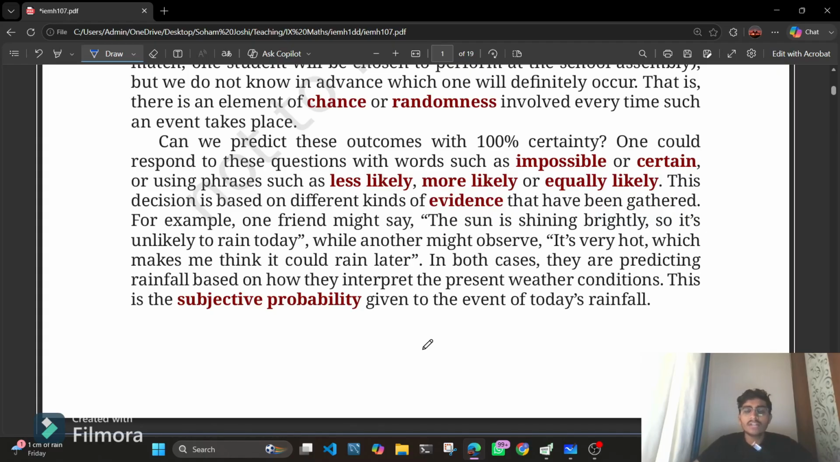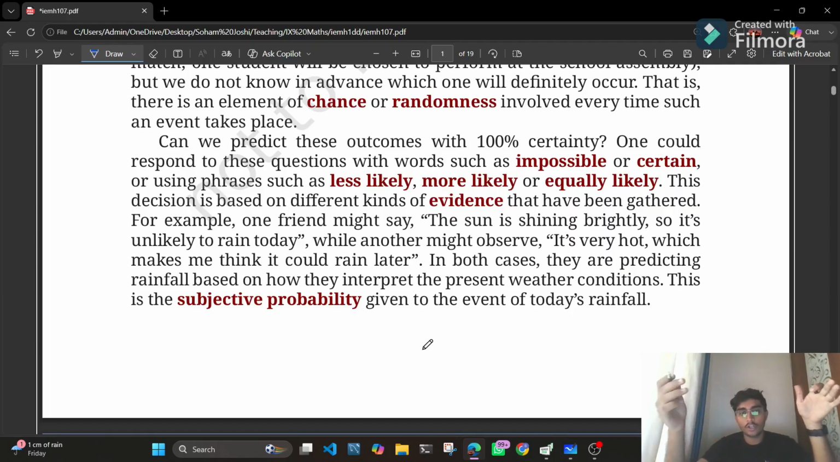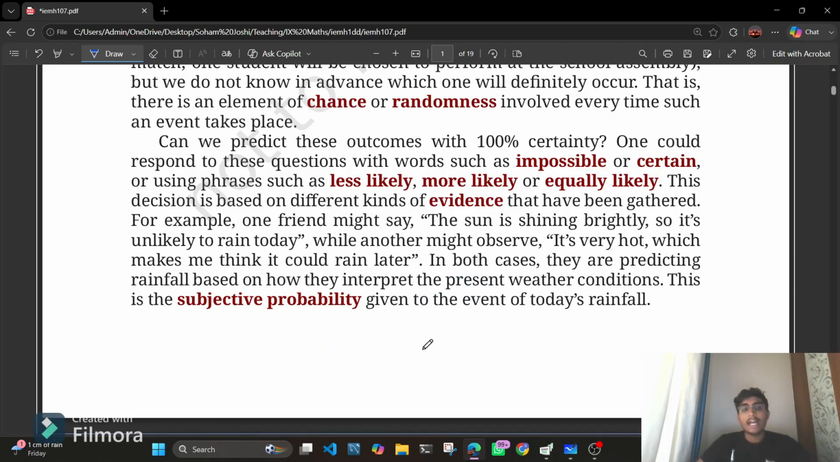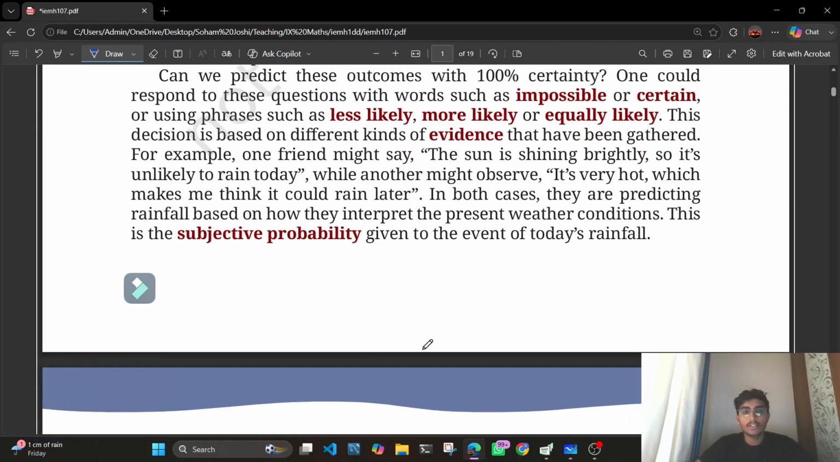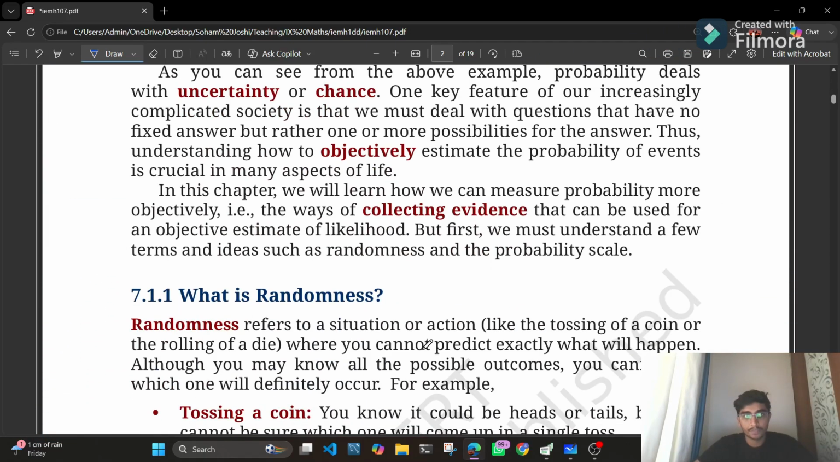Or maybe out there the sun is very bright and is shining, so it might happen that it would not rain. Like I can say that it is less likely to rain. But what if there is neutral weather in your locality, and you may say that there are equally likely chances that it would rain or it would not rain. So this is what we are doing, just predicting the rainfall based on the weather conditions, and that is why that is a subjective probability associated or given to the event of today's rainfall.